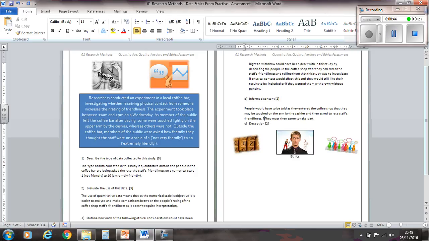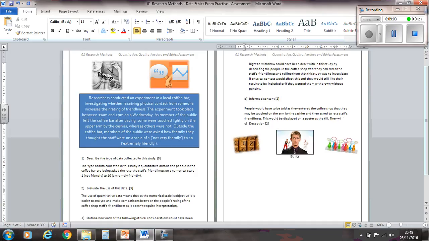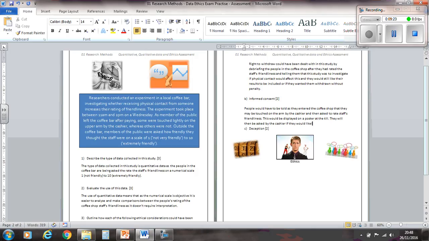You could put this would be displayed on a poster within sight, or on a poster at the till. People will be told as they enter the coffee shop that they may be touched on the arm. This will be displayed on a poster at the till, they must then, you could put they will agree. It will be assumed that after, well, they might not see it though, might they? They will then be asked by the cashier if they would like to take part.